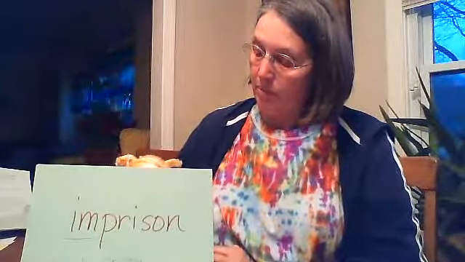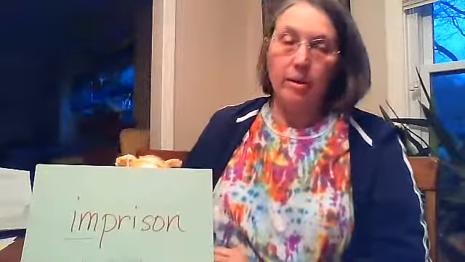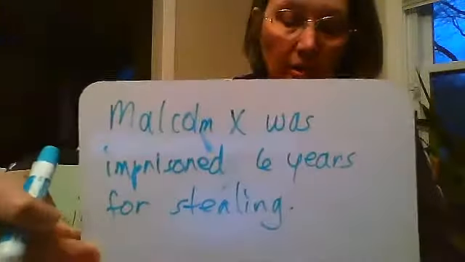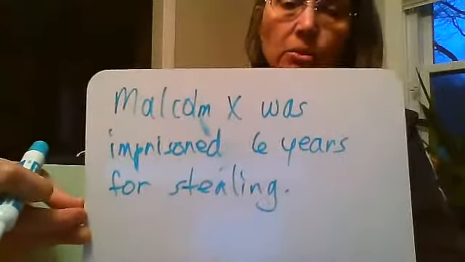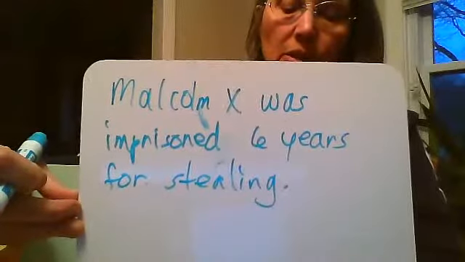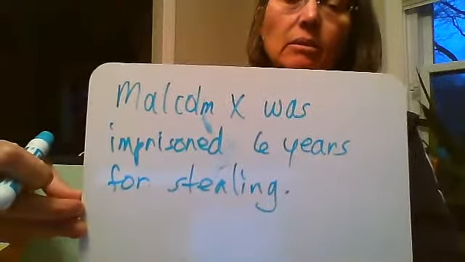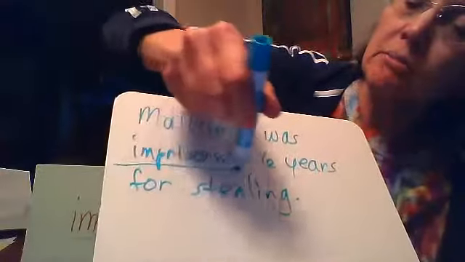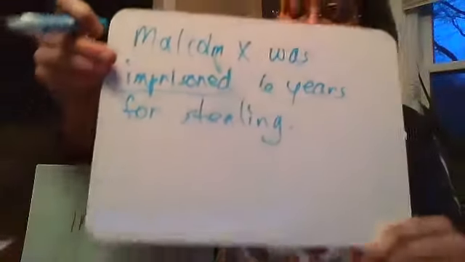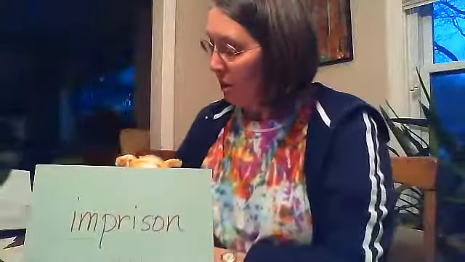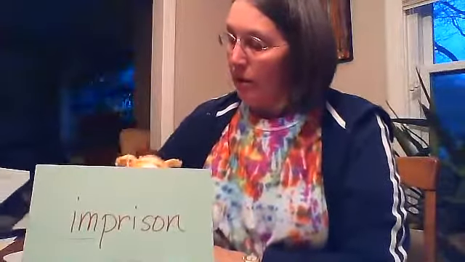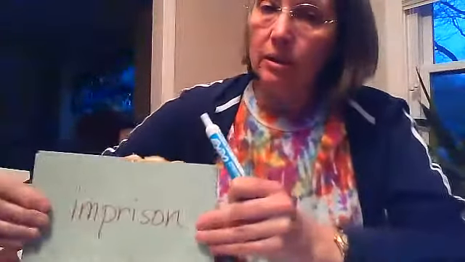Okay, almost time. Finish it up. Very good. Here we go. Malcolm X was imprisoned for 6 years for stealing. Okay. So imprisoned means he was in prison. Okay. Very good.